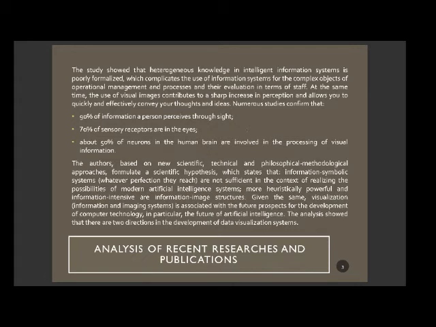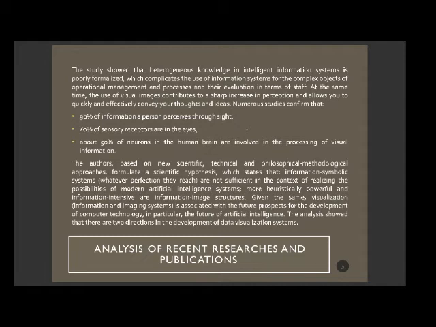Numerous studies confirm that 90% of information a person perceives through sight, 70% of sensory receptors are in the eyes. About 50% of neurons in the human brain are involved in the processing of visual information.